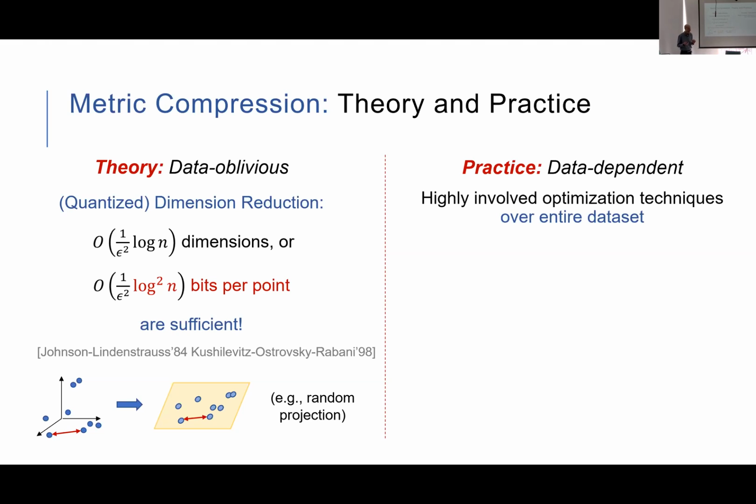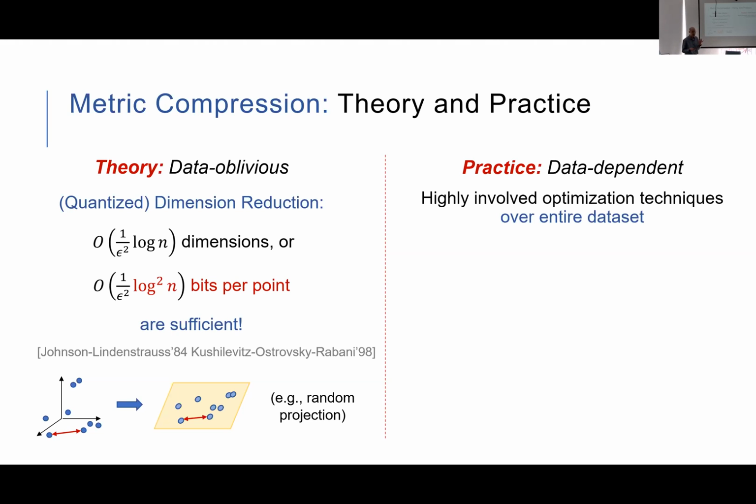Okay, so the algorithms that are used in practice look very different. They use very sophisticated and very involved optimization techniques on the entire data set. So this is the distinction I want to draw here between data oblivious and data dependent. In data oblivious techniques, I take each point and represent it in a way which is intrinsic to that point, so it is independent of the other points in the data set it is part of. Whereas in data-dependent compression, I'm going to represent each point in a way that can depend, and will depend, on the data set it is part of, or more precisely, it is going to be one big representation of the entire data set.